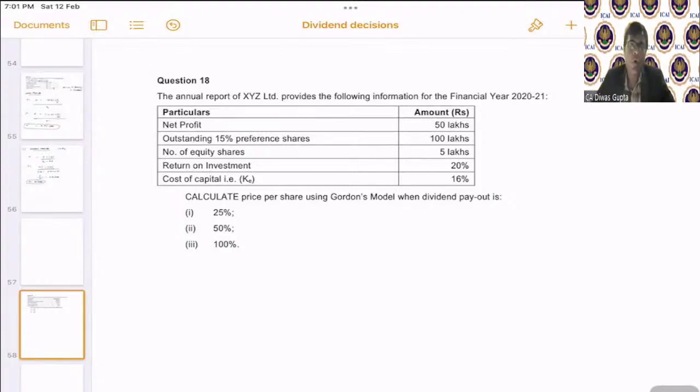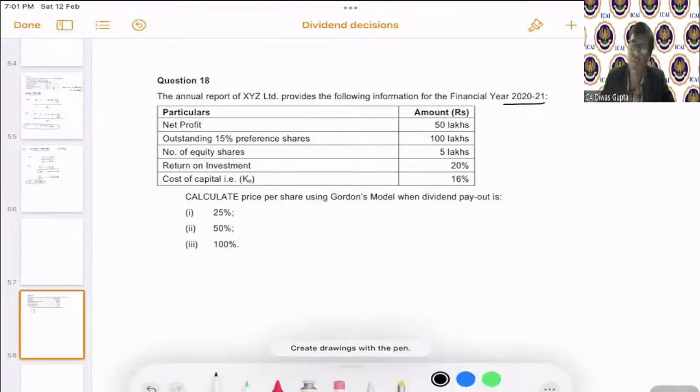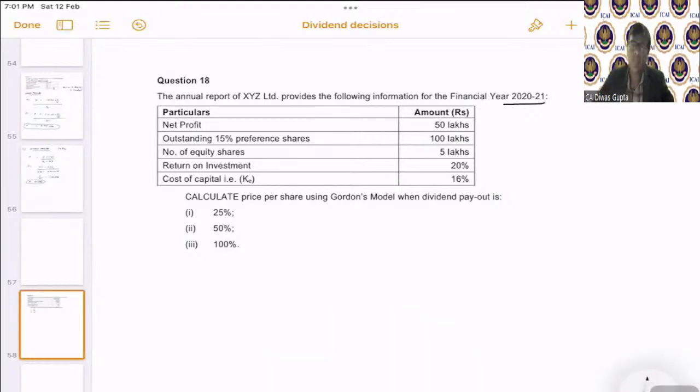The annual report of XYZ Limited provides the following information for the financial year 2021: net profit, outstanding 15% preference shares, number of equity shares, R and KE. Calculate the price per share using Gordon's model, where they have given us different dividend payout ratios.